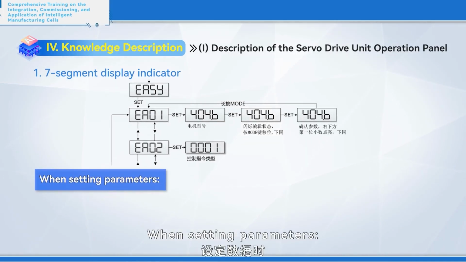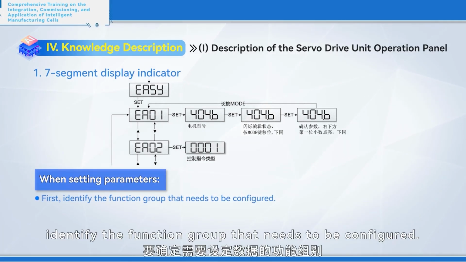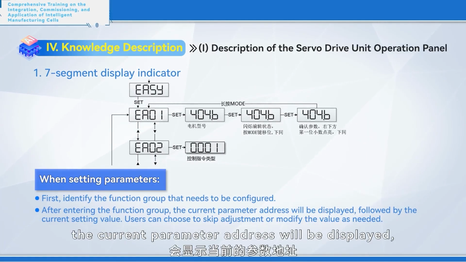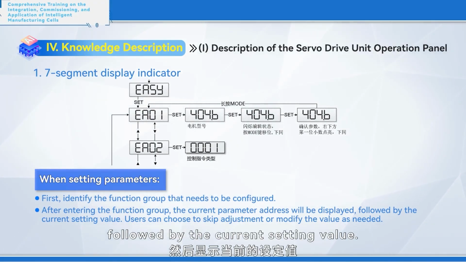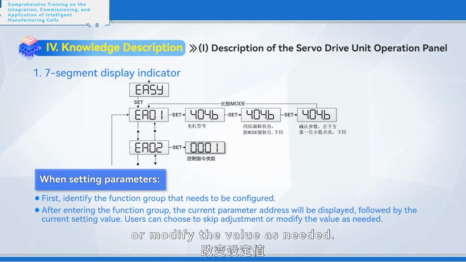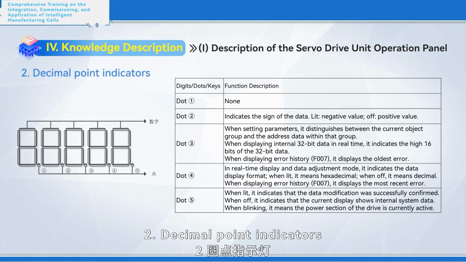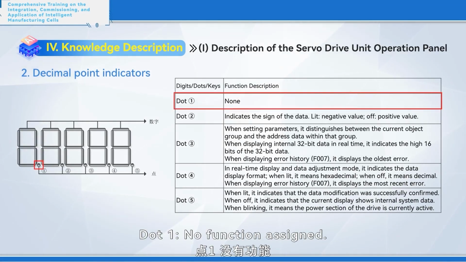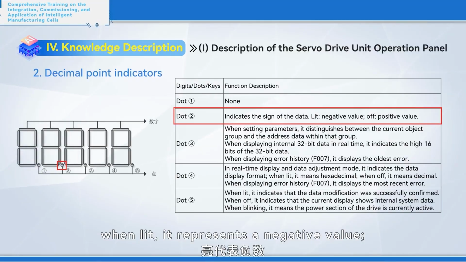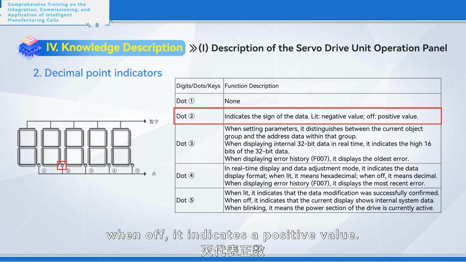When setting parameters, first, identify the function group that needs to be configured. After entering the function group, the current parameter address will be displayed, followed by the current setting value. Users can choose to skip adjustment or modify the value as needed. 2. Decimal point indicators. Dot 1. No function assigned. Dot 2. Indicates the sign of the data. When lit, it represents a negative value. When off, it indicates a positive value.